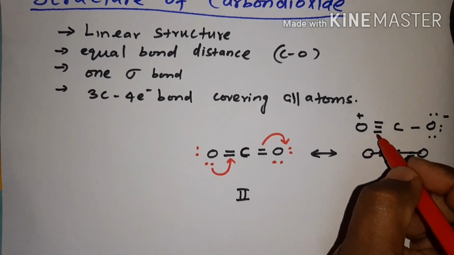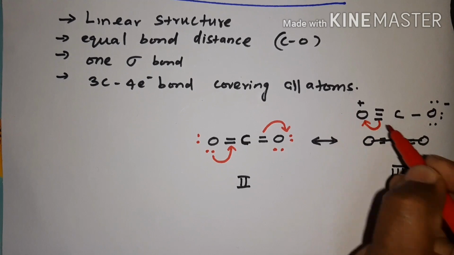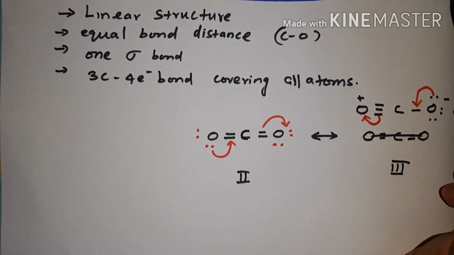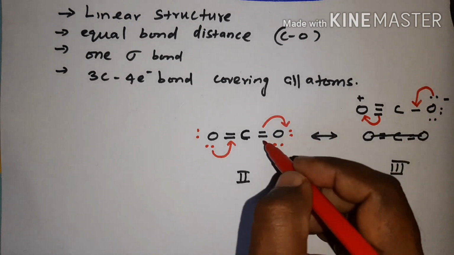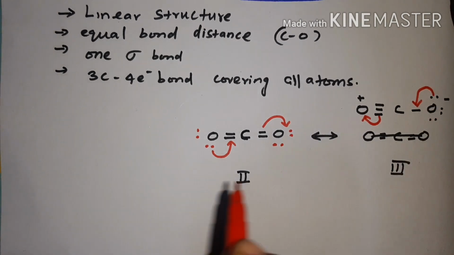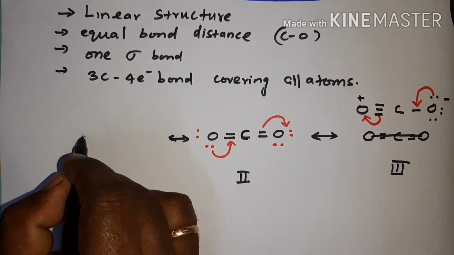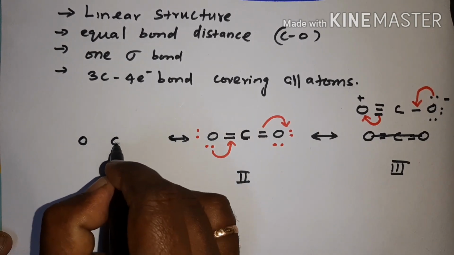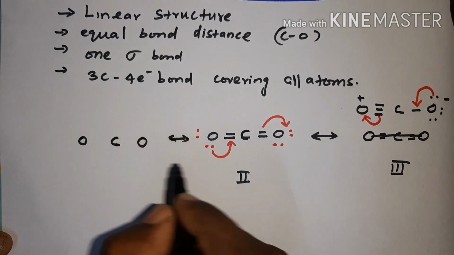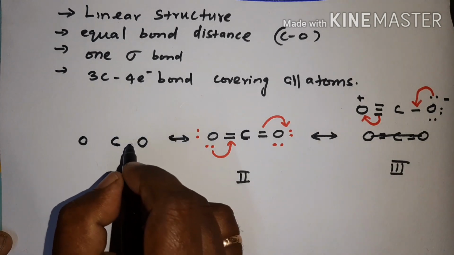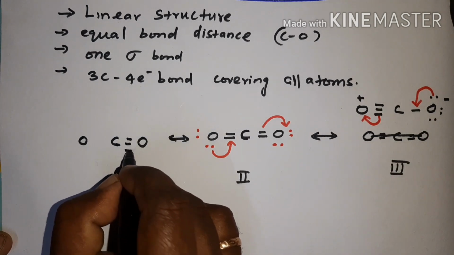You see, this bond pair can be converted to lone pair, and also this lone pair can be converted to bond pair. Okay. So we are getting this structure. This is structure 3. And you see, also one more resonance structure we are getting, that is oxygen, carbon, oxygen. Here the same structure but in the other direction. So here we are getting a triple bond.